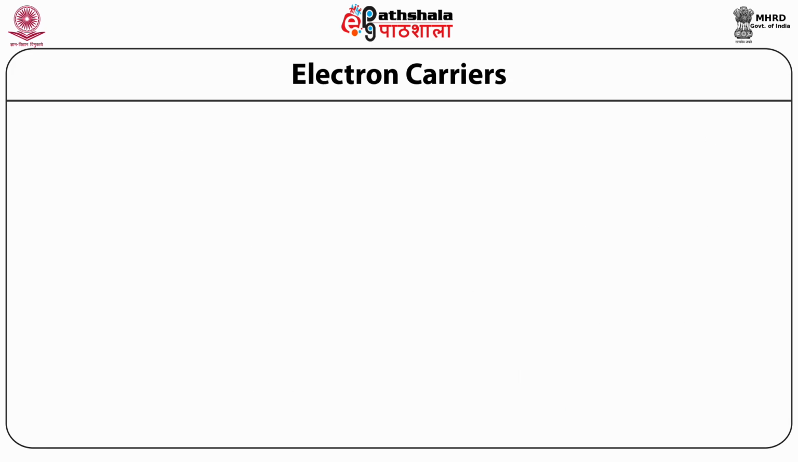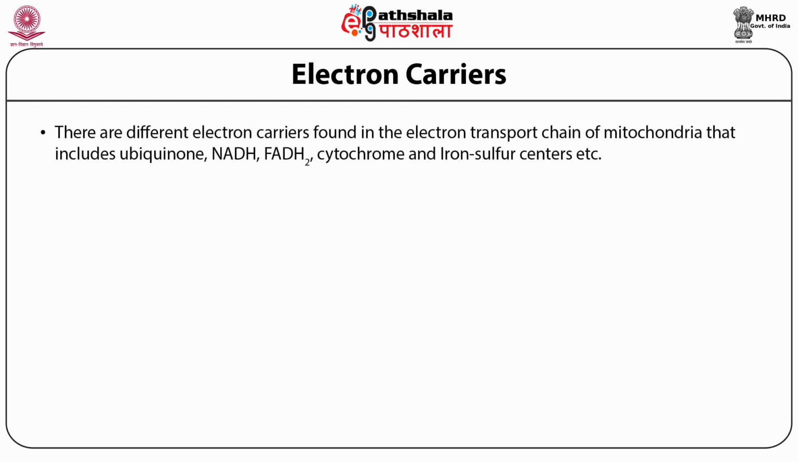Inner mitochondrial membrane also have electron carriers. These electron carriers are very important for the transfer of electrons between two complexes. There are different electron carriers that are found in the electron transport system of mitochondria. They include ubiquinone, NADH, FADH2, cytochrome, and iron sulfur centers.